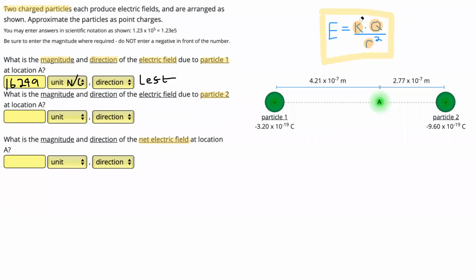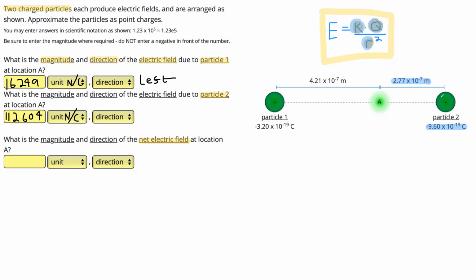Awesome. So now we're going to do exactly the same thing, but with our other particle. So now we have particle 2. So we're going to be putting into our equation our charge, our distance, and K, our constant, which is 9 times 10 to the power of 9, and calculating that out to get our electric field strength due to particle 2, which will be 112,604 newtons per coulomb.